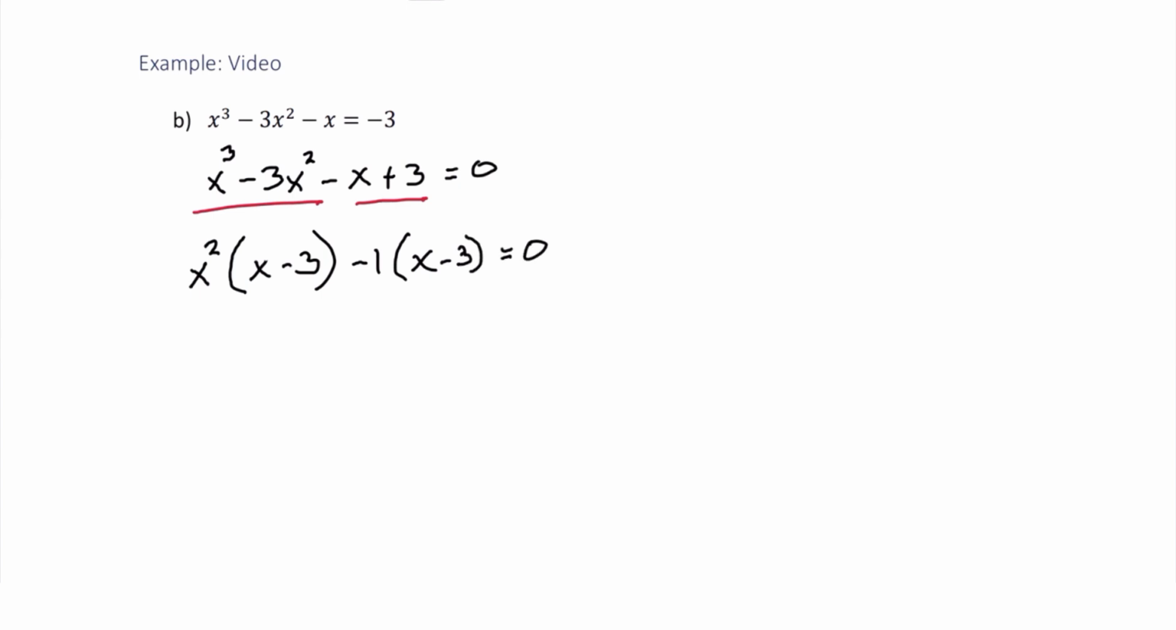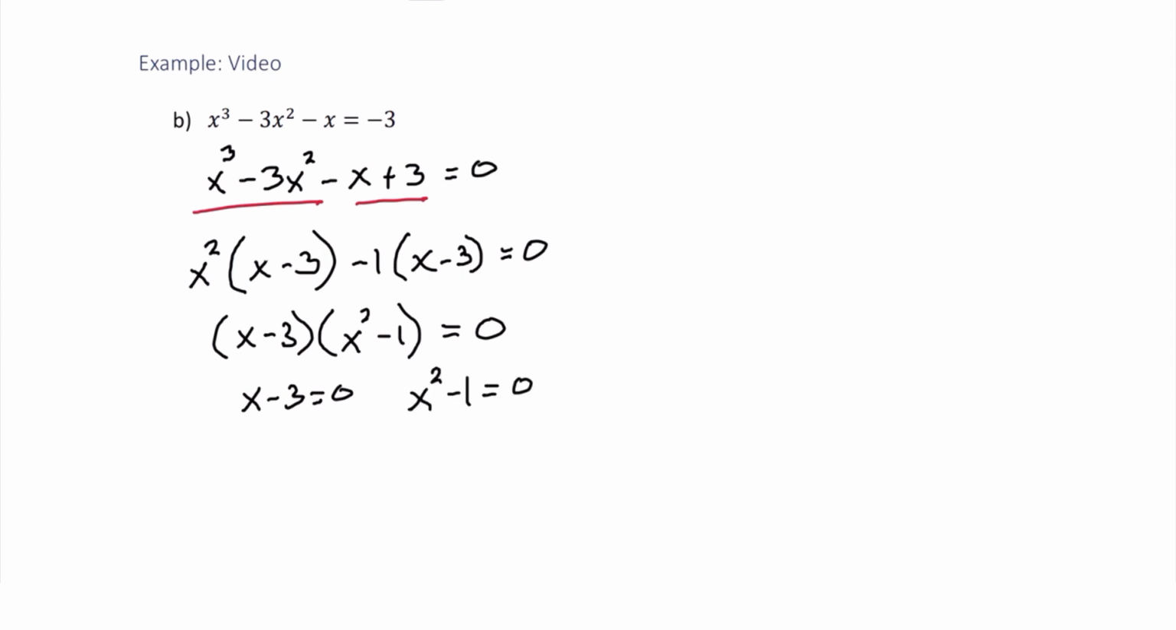equals 0. Continue factoring, pull out the x minus 3, and we're left with x squared minus 1 equals 0. Set each factor equal to 0, and we'll solve these independently.